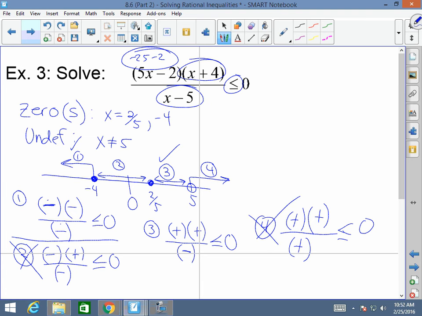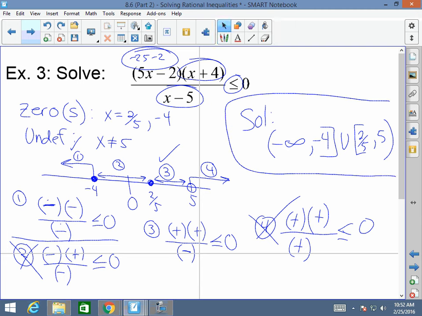So what is my final solution here? Look at the graph. Open parentheses. Negative infinity to negative 4 with a bracket. In union with bracket 2/5 to 5 parentheses.